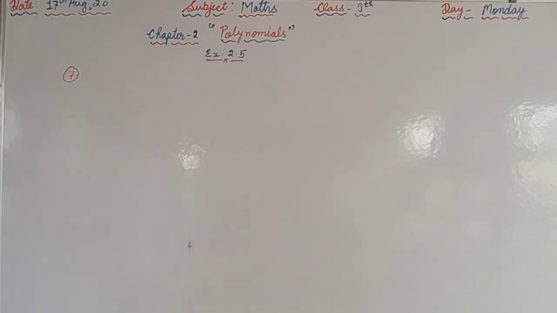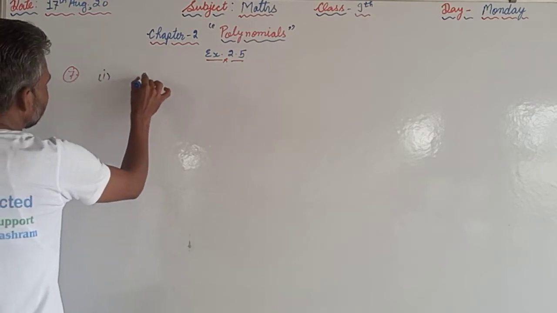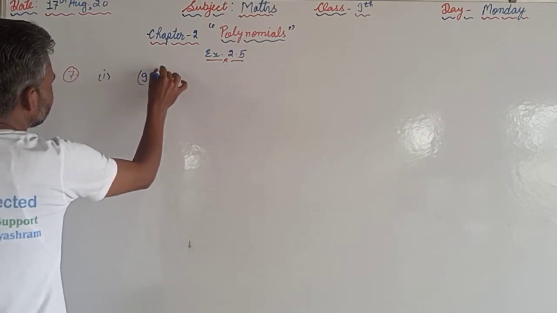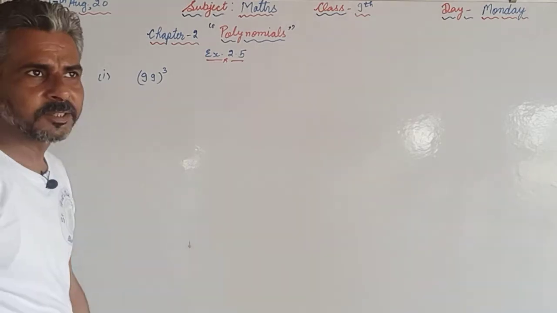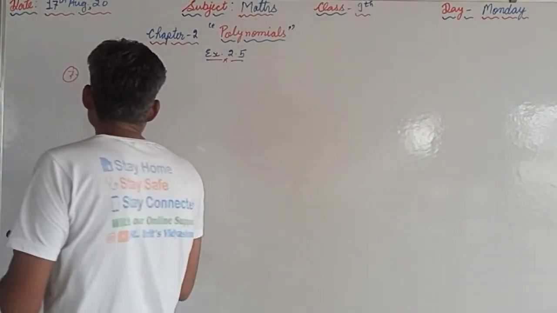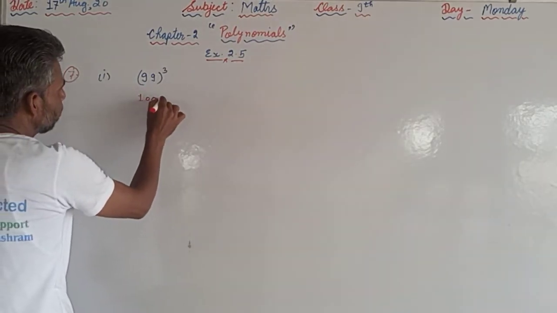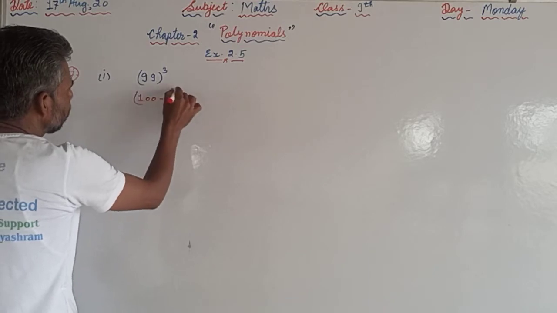we are supposed to evaluate, in the first part, 99 cube by using the identity. For cube, first of all we are supposed to split into two parts, that is 100 minus 1, that is 99 whole cube.